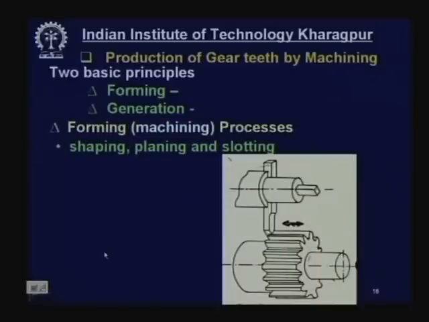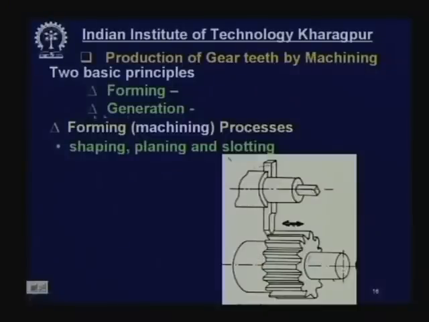Now, come to machining, production of gear teeth by machining. The two basic principles are there, one is called forming, the other one is generation. Now, what is forming, as has been discussed earlier also in case of milling operations, forming means where the job profile that you want will be the replica of the form of the cutting tool. Whatever form you want on the product has to be produced first on the cutting tool, and then as a replica this form of the tool will be reproduced into the job. This is called forming. But generation, you can get a very complicated shape from a simple form of the tool by the method of rolling interaction. Let us discuss.